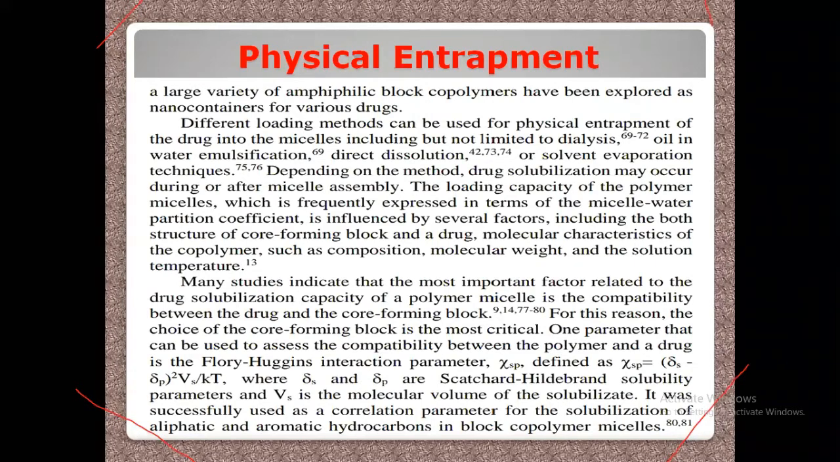One parameter that can be used to assess the compatibility between the copolymer and a drug is the Flory-Huggins interaction parameter. Using this parameter, this calculation, they find out the solubility parameters of the drug. This formula is not recorded here, but when you are practically doing it, you have to calculate the solubility nature of the drug, then only it will be physically entrapped. Theoretically, just using this formula is enough.